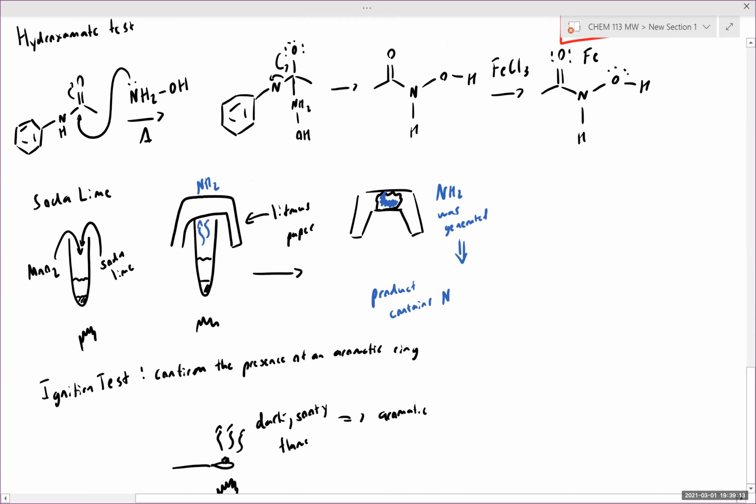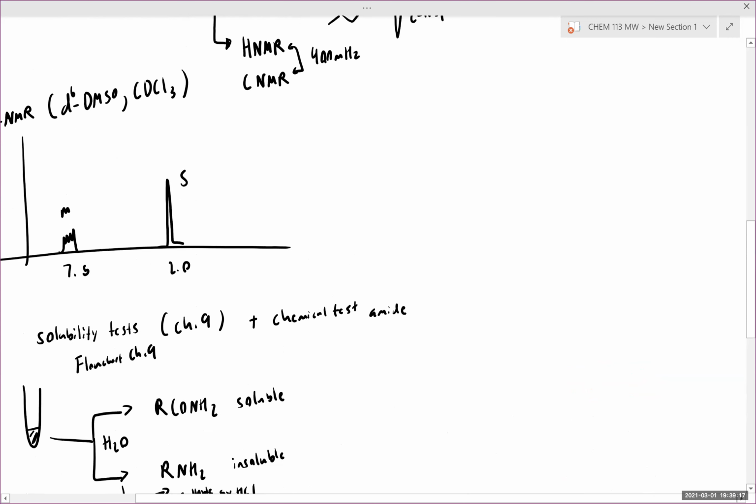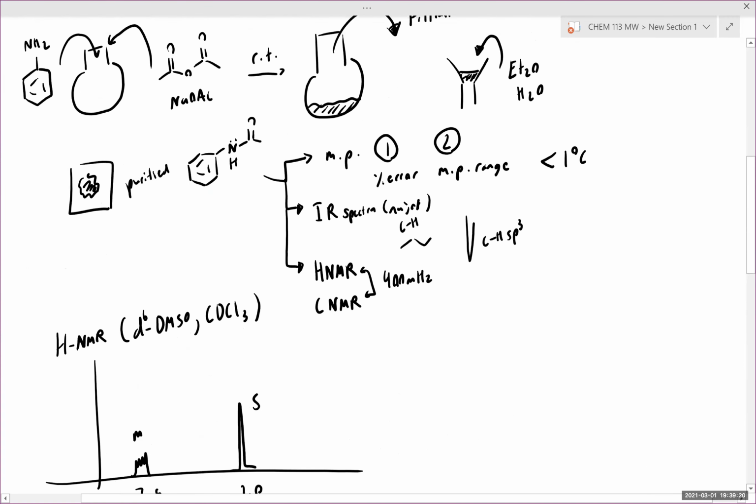So that's a comprehensive overview of experiment 23. So you're responsible for analyzing the melting point, IR, NMR data, as well as interpreting the chemical tests. Any other questions that I can address on this lab? Yeah, they're going to be added and opened up momentarily.